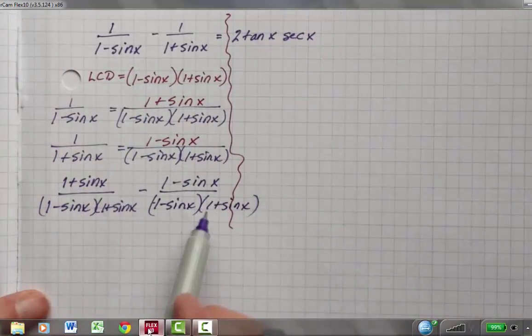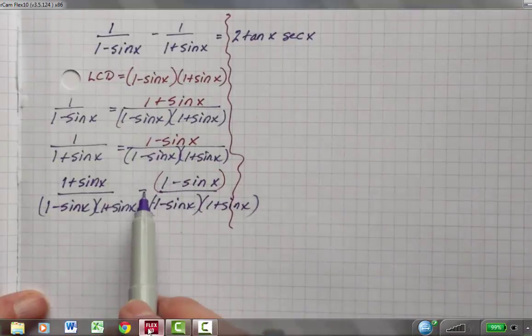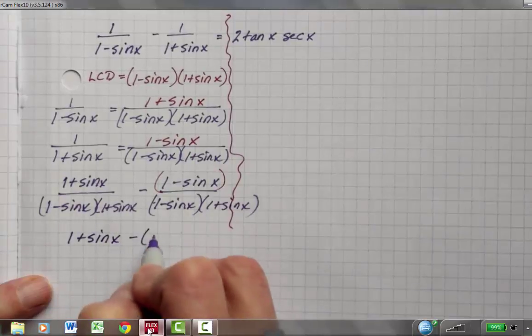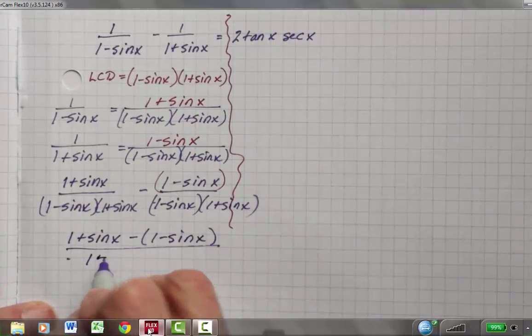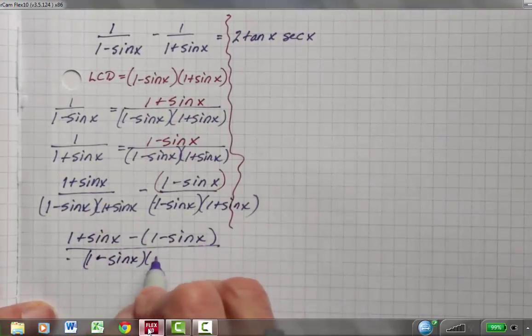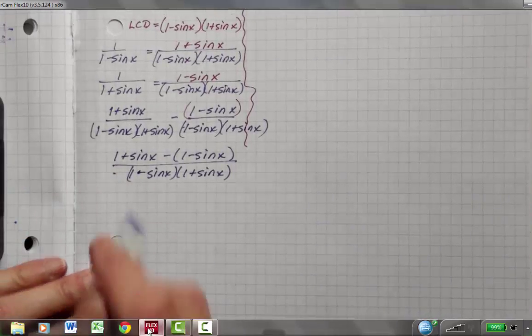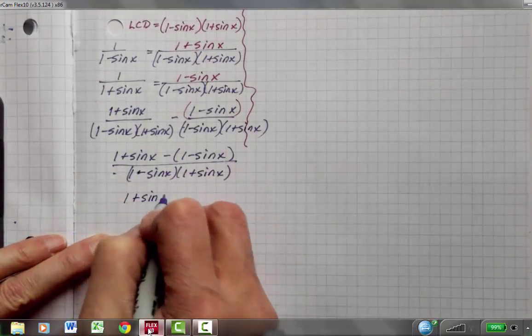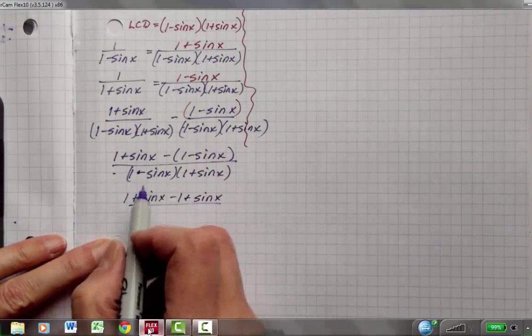Now that I have the same LCD, I'm going to combine my numerators. But be careful when you combine. This second numerator, the entire numerator is being subtracted. So we want to make sure that when we subtract, that we subtract the entire expression. And now I can rewrite it as all over that LCD. Simplifying a little bit further now, I'm going to carry the negative through the parentheses, so I end up with 1 plus sine x minus 1 plus sine x all over this denominator.